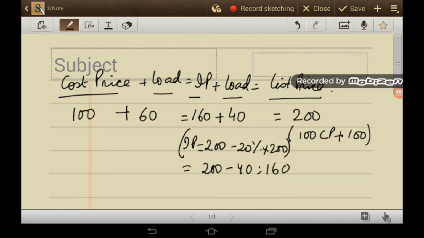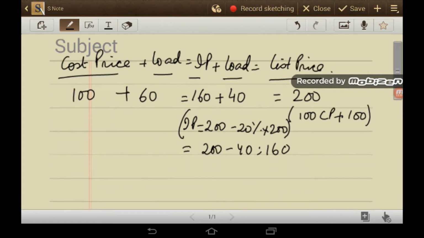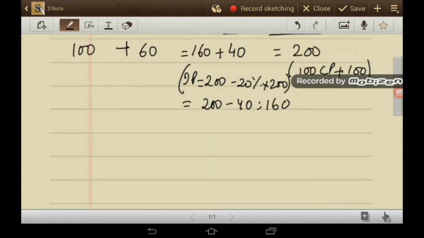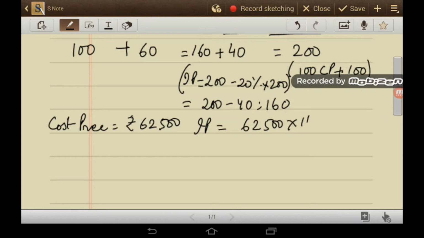Now what is the amount of goods sent to branch? How have I calculated it? So goods sent to branch, cost price is rupees 62,500. So what is the invoice price? So invoice price will be 62,500 into 160 by 100. So I have calculated this at rupees 1 lakh. Okay. Now next we have to calculate the closing stock.